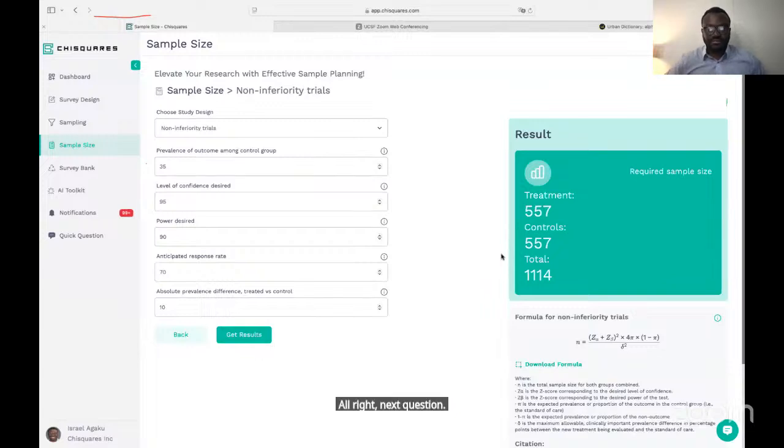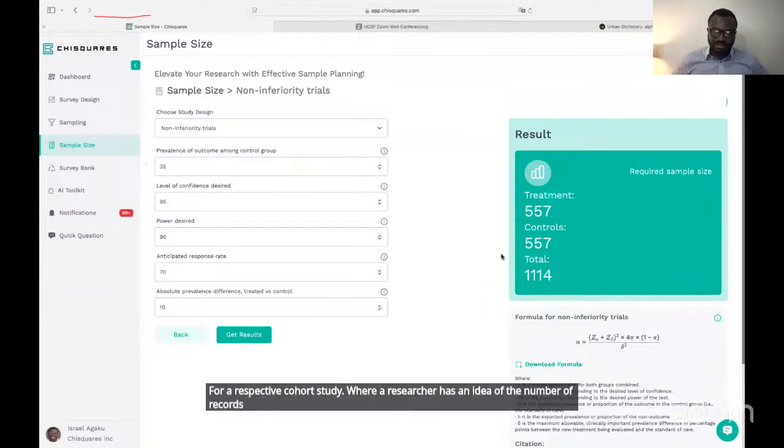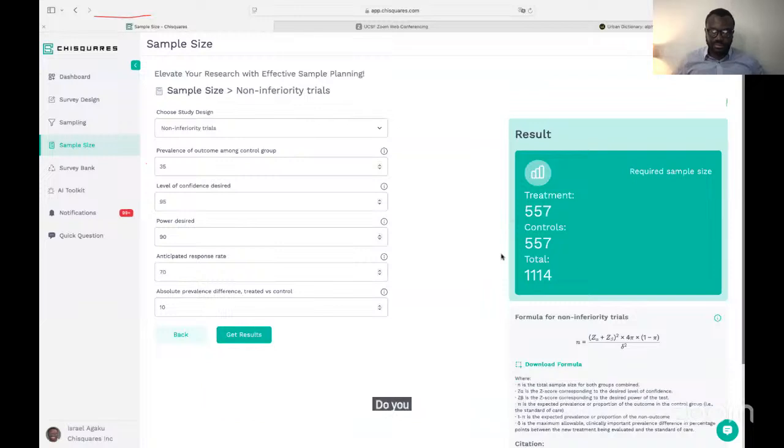For a retrospective cohort study, where a researcher has an idea of the number of records available for review, do you calculate sample size or power?